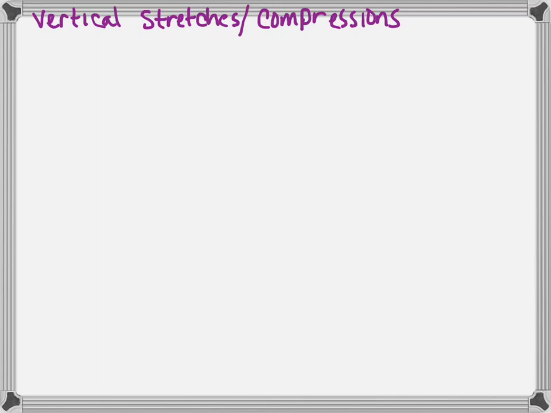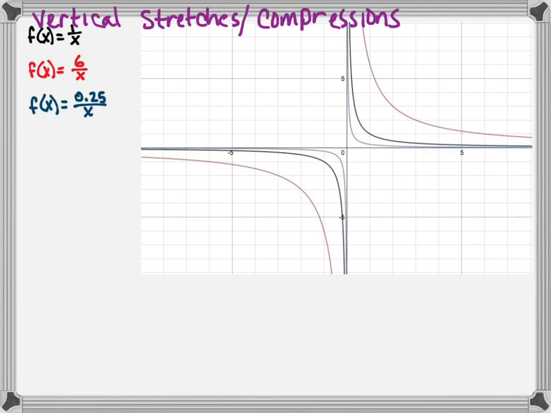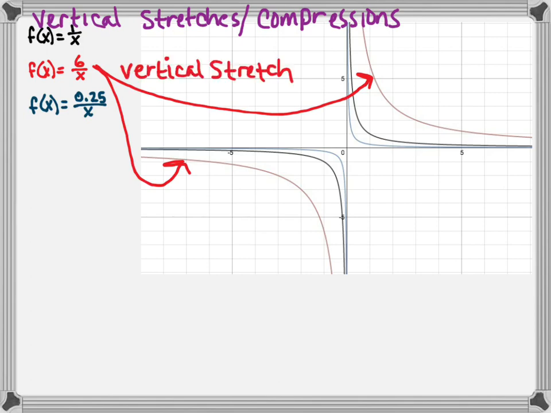Now let's look at some transformations. So first, let's look at some vertical stretches and compressions. So we'll have our parent function, f of x equals 1 over x, and then we'll have a function f of x equals 6 over x, and we'll have a function f of x equals 0.25 over x. So here we have all 3 graphs. The parent function is in black, and the red function, f of x equals 6 over x, is here in red, and this is a vertical stretch.